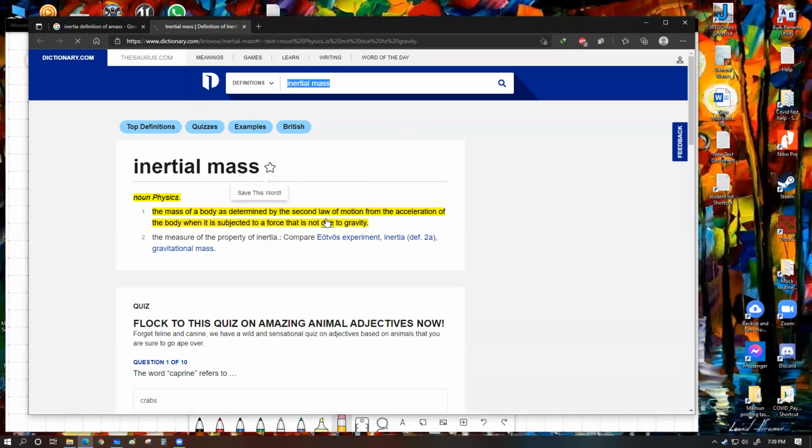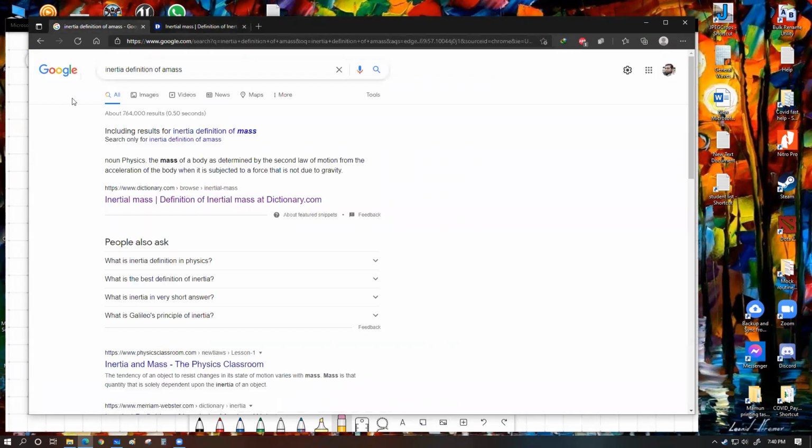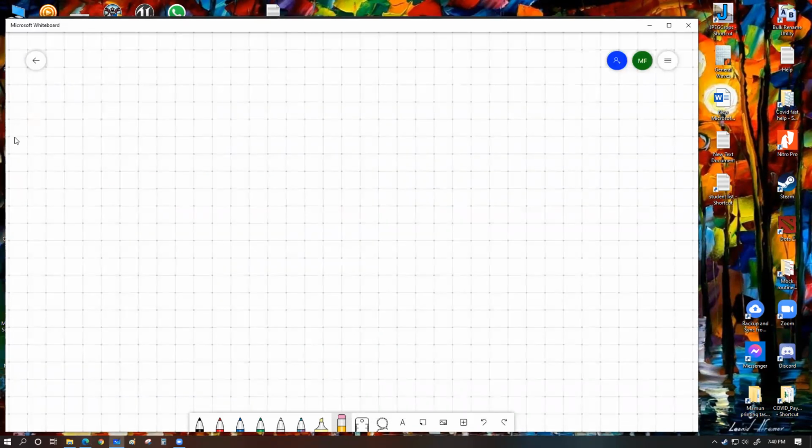So inertial mass, or usually the mass of an object, is defined like this. A mass of a body is determined by the second law of motion from the acceleration of the body when it is subject to a force that is not due to gravity. And mass is also defined as the measure of the property of inertia. In one way we can define the term mass as the amount of material within that object. So mass is measured in kilogram, which is the SI unit for mass.